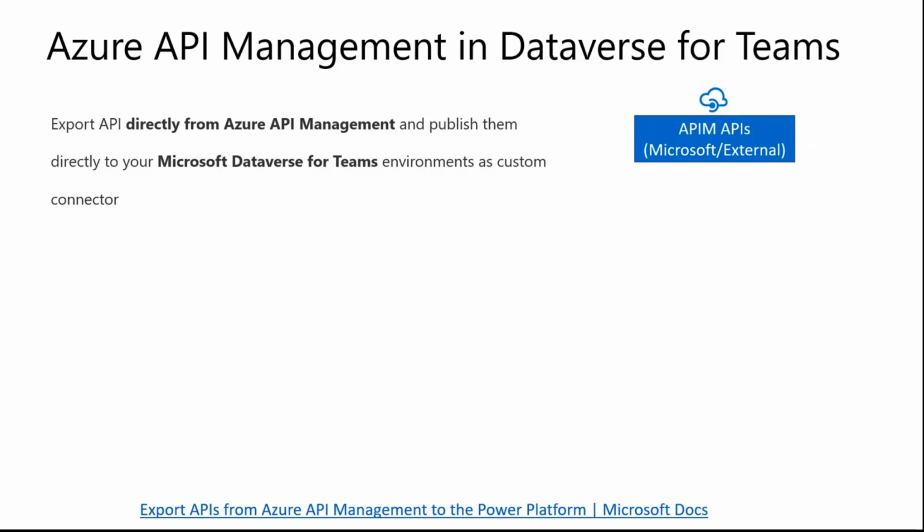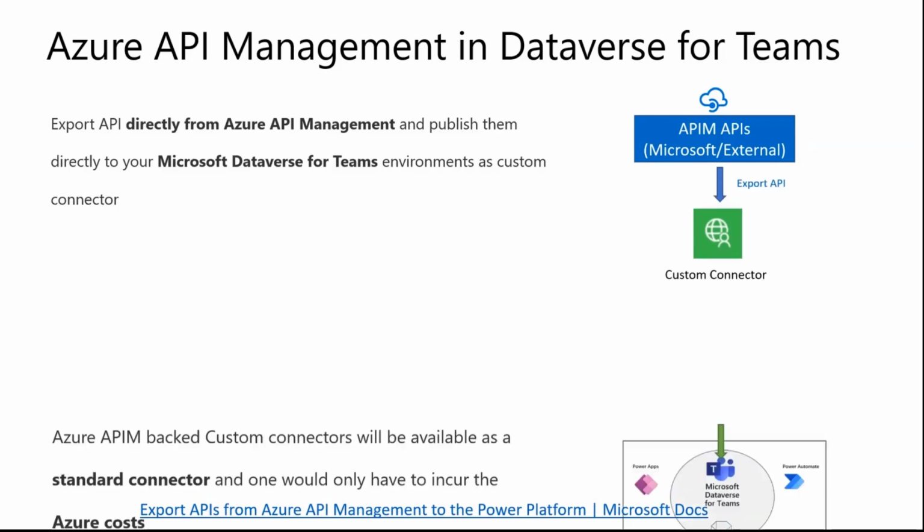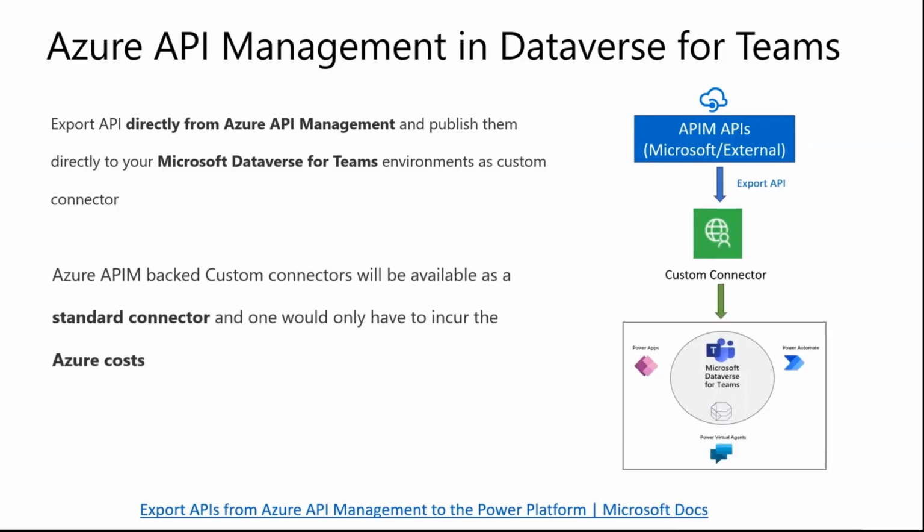You can create or use any API that exists right now, or maybe your organization has created some cool app services or logic apps that you like to use in your app or your Power Automate. You can use them in a few clicks. This is now the final picture of what you can do with Teams and APIM. You can export your API fairly easily from APIM to your Dataverse for Teams environment. And the only price that you are paying is the Azure cost. And trust me, that is very low.